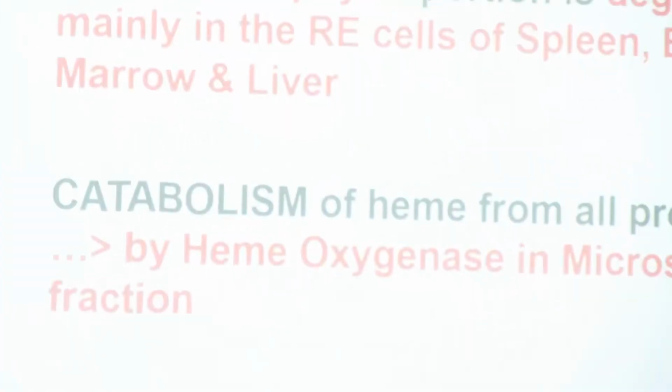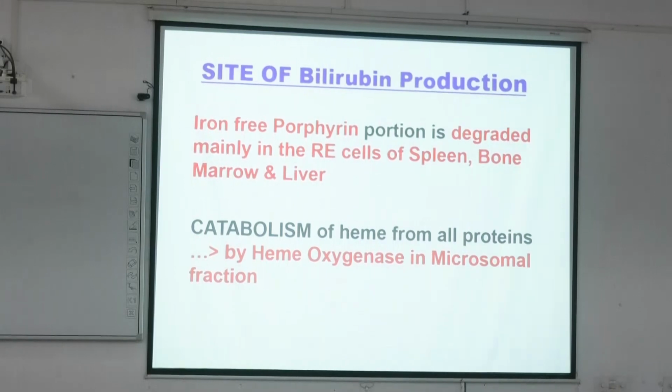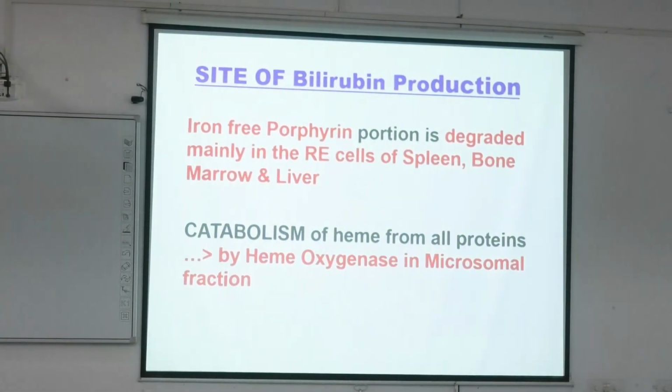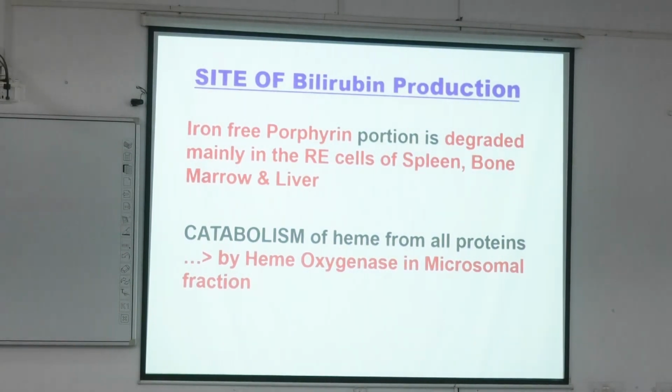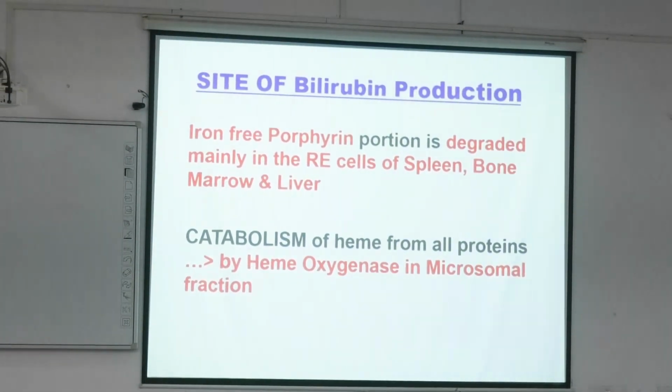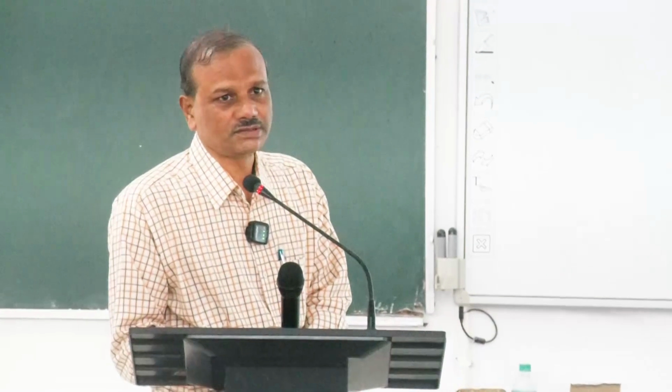So, site of production, this you must remember. What is the site of production of bilirubin? It is basically in the RE cells of spleen, bone marrow and liver. Catabolism of heme from all proteins is predominantly from hemoglobin. It is done by the microsomal system. This heme oxygenase is present in the microsomal system.